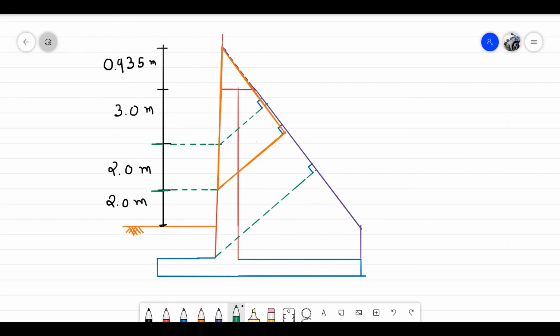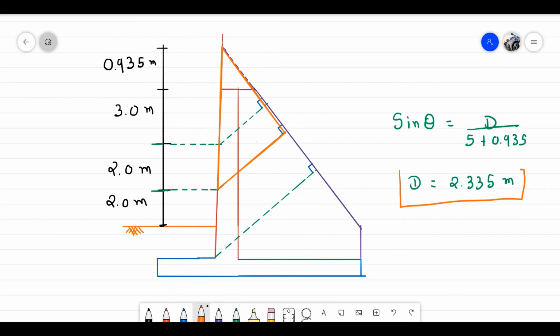So for 5 meter we have the sine theta. The angle is the same, all the time the angle is the same. D will be changed, so we have to find out the D. But one thing, the height is 5 meter. So 5 plus 0.935. So here capital D is 2.335 meter.